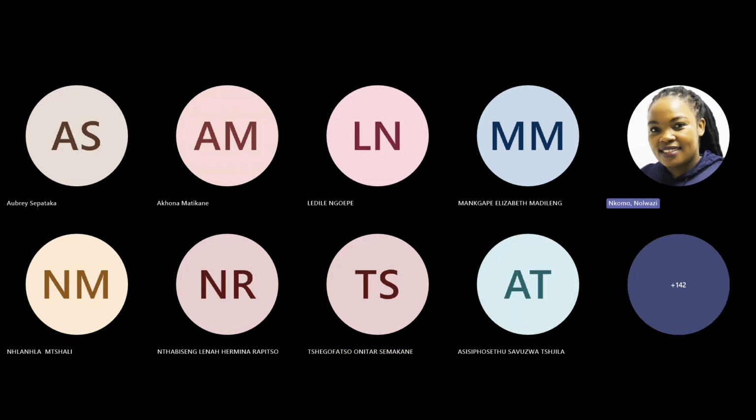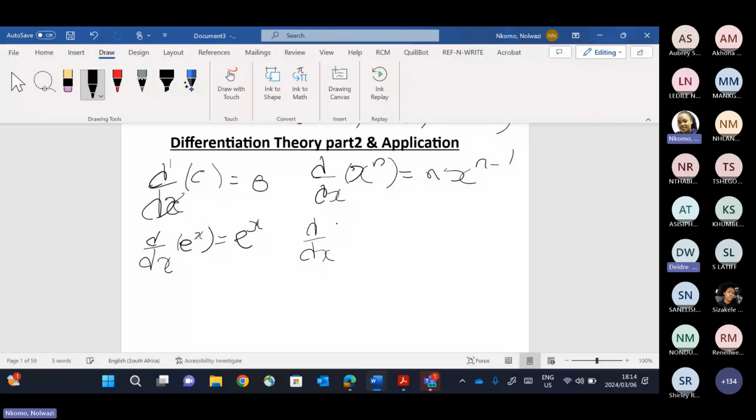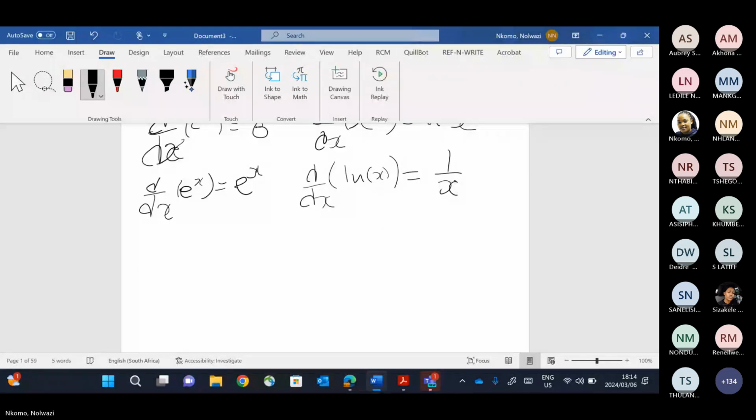The derivative of ln x equals 1 over x. And the derivative of a constant times a function is equal to a constant times the derivative of that function.